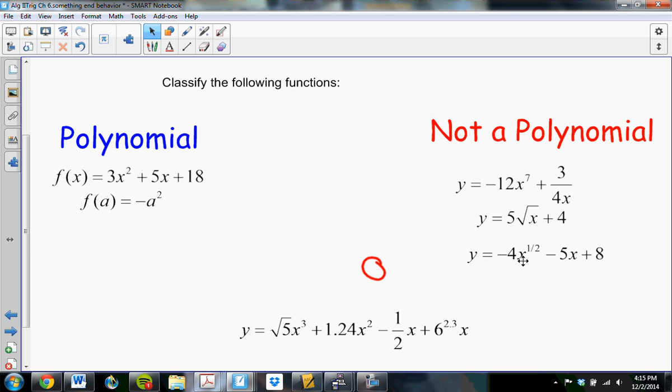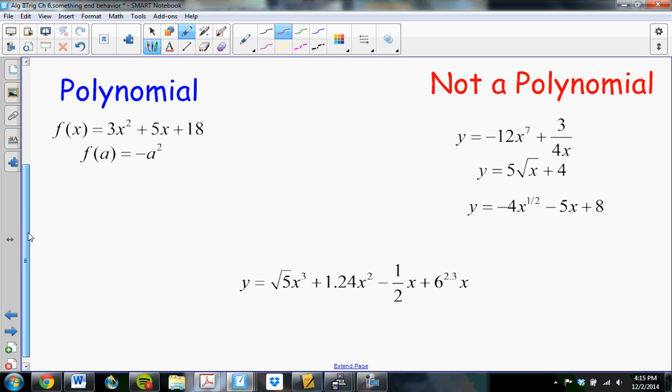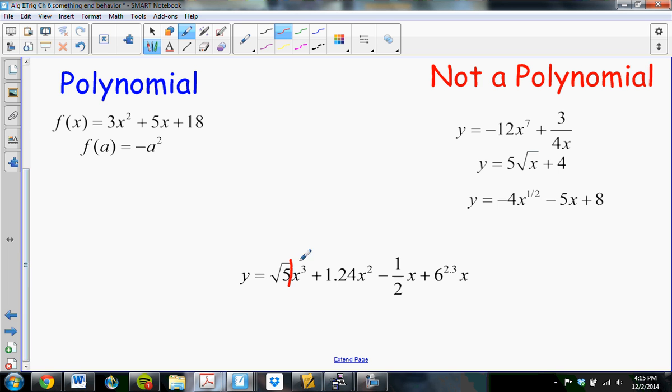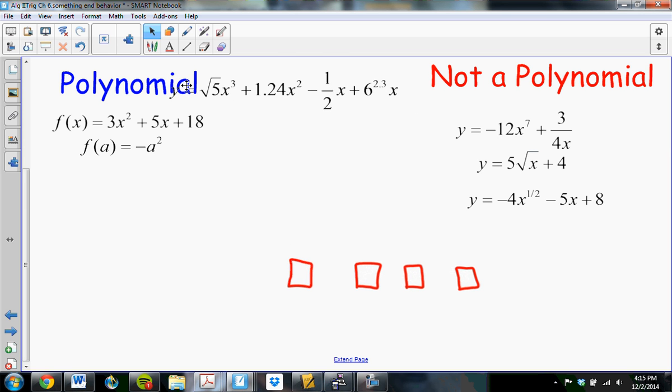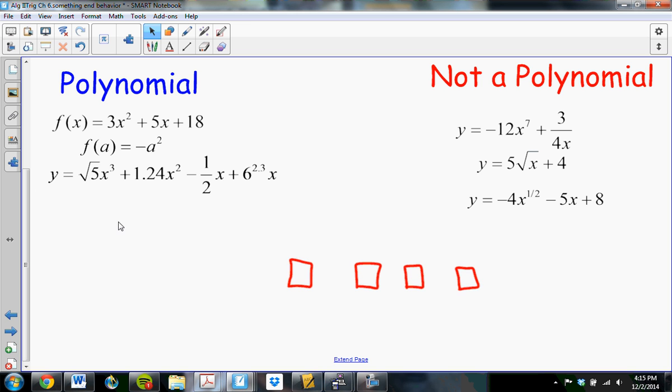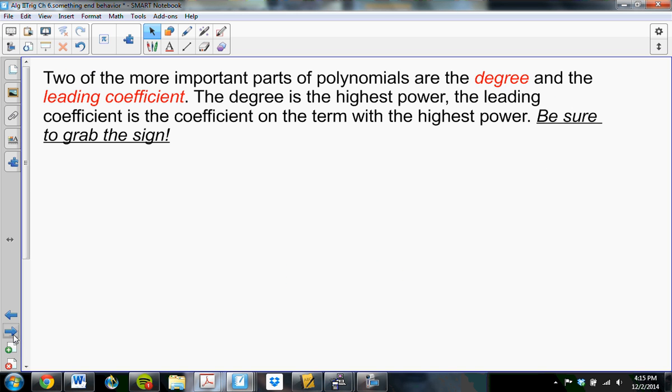This last one just looks insane, but if we look at the variables only, the variable has a whole number power, the variable has a whole number power, the variable has a whole number power, and the variable has a whole number power. All the coefficients are nuts. The coefficients are roots, and they're radicals, and they're powers, and they're all these weird things. But this actually is a polynomial, because the powers have normal things going on. Good, fun game. We'll play again sometime.